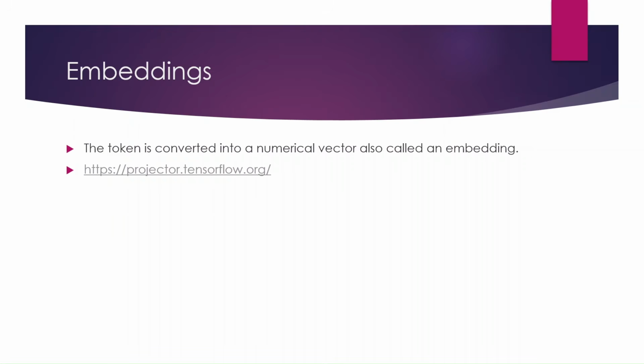Now the token is converted into a numerical vector, and this vector is called an embedding. As we understand, the model is essentially a mathematical function, and this model or this function understands the number. So the input has to be a number, and hence the token is converted into a numerical format, which is called the embedding. The concept of embeddings is very important because that's how an LLM learns the context and how to put the correct words in the correct context.